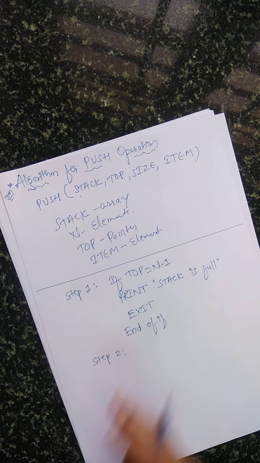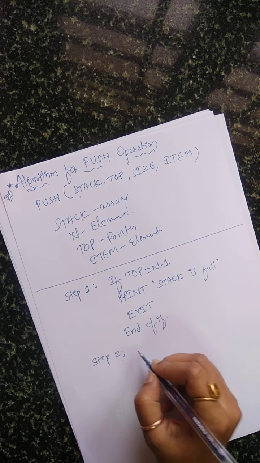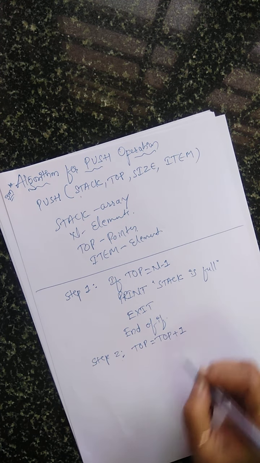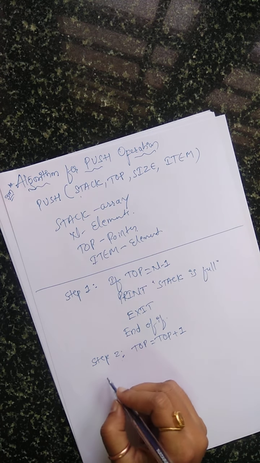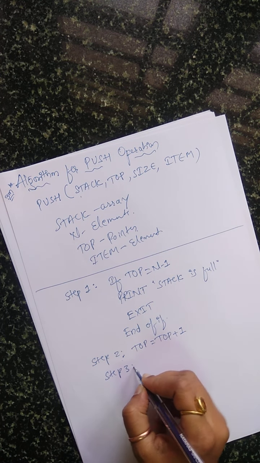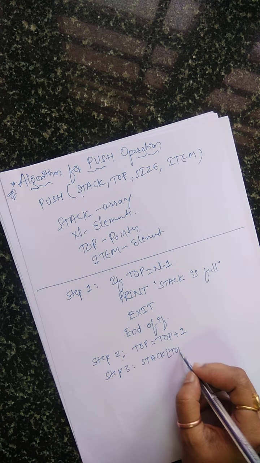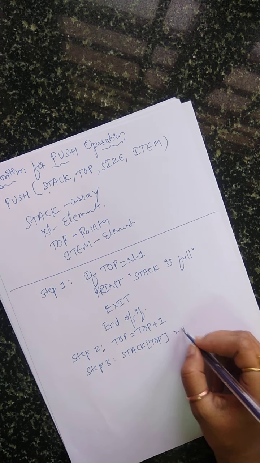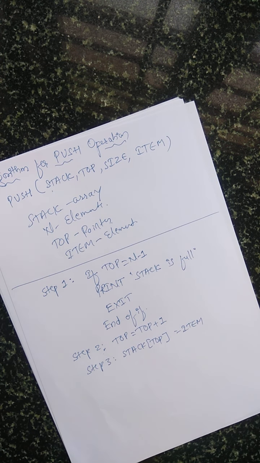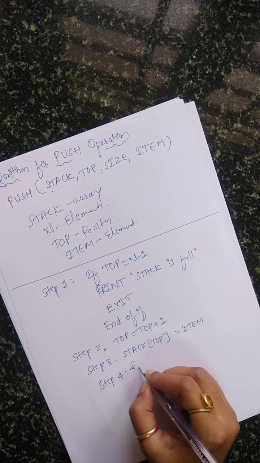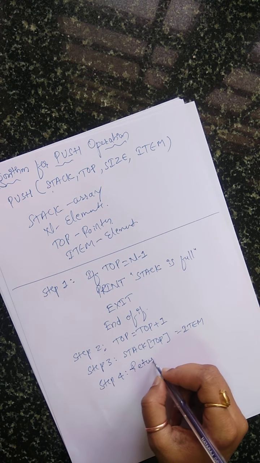Next, step 2. If your top is not equal to n minus 1, then we have to increase the position of the top. And step 3: at the stack of top position, there we have to add the item which we want to add, the element which we want to insert, and we have to return back.